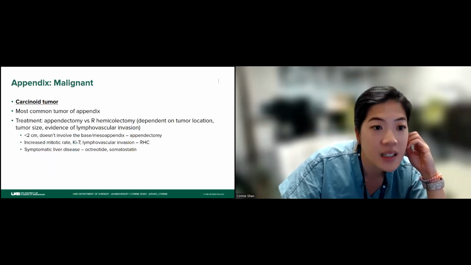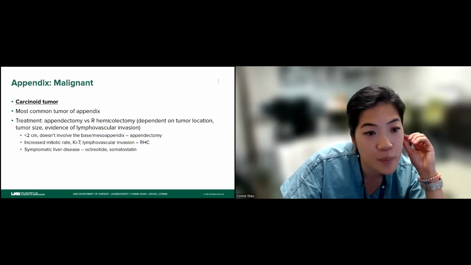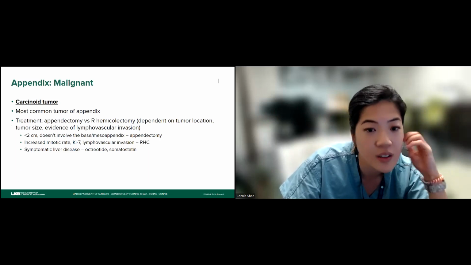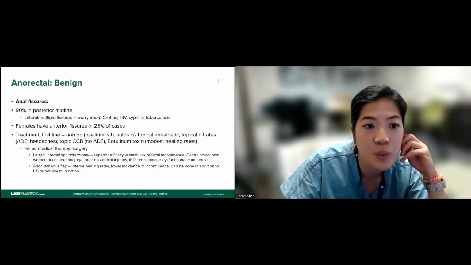And then for the appendix, carcinoid tumor is the most common tumor of the appendix. If it's small, you can just do an appy. If there's increased mitotic rate, or if it's bigger, there's some concern for it, you want to do a right hemicolectomy, and you can also treat symptomatic liver disease as well.